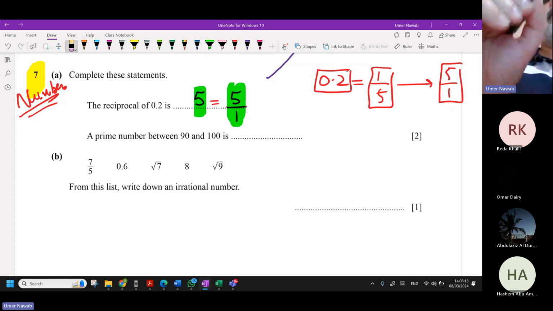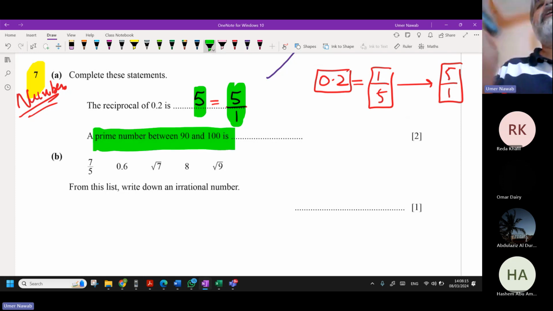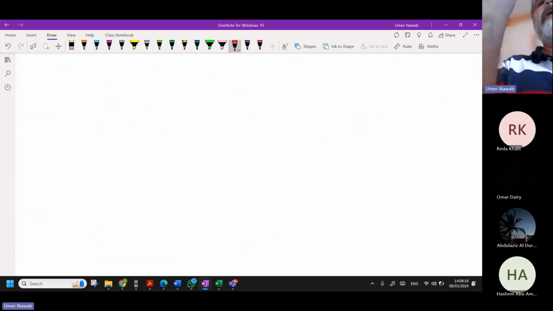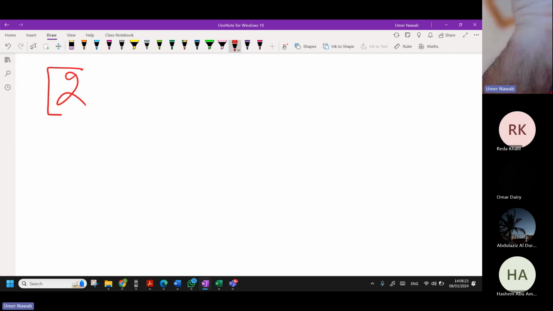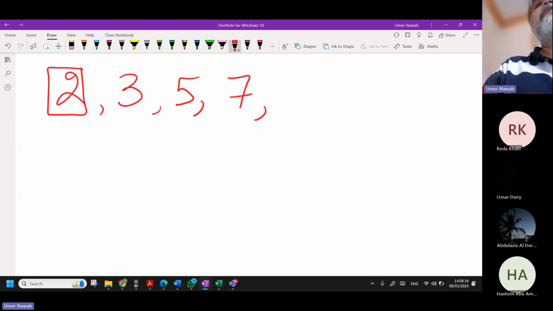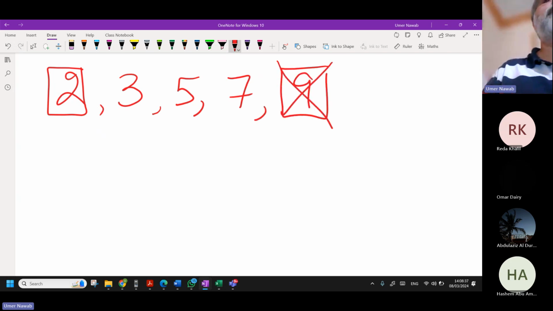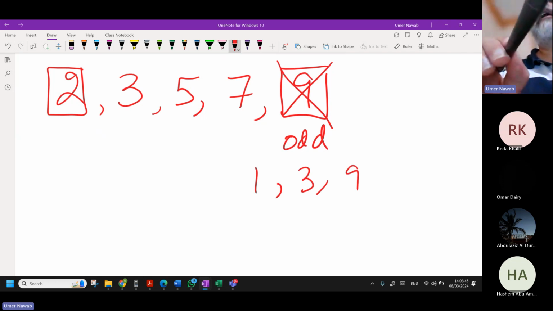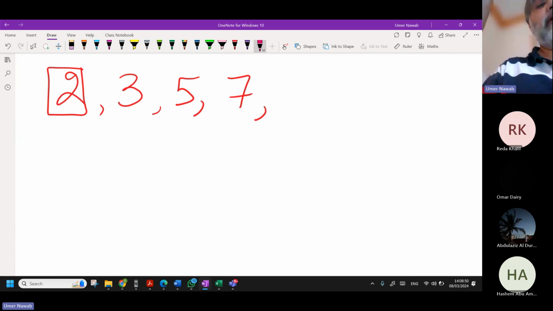So that's the answer. Now, prime numbers, guys. As I have already told you, there are 25 prime numbers from 1 to 100. The first prime number, which is the only even prime number, is 2. The rest of all the prime numbers are odd numbers, and odd numbers are more than prime numbers. Yani, 3 is a prime number, 5 is a prime number, 7 is a prime number, but 9 is not a prime number. It is an odd number. Why? Because it has more than two factors. Yani 1, 3, and 9 are the factors. A prime number has only two factors, itself and 1. So 9 is not a prime number.